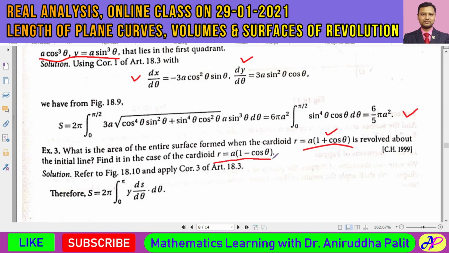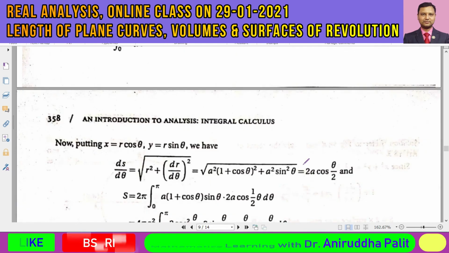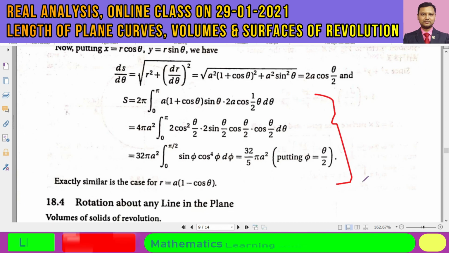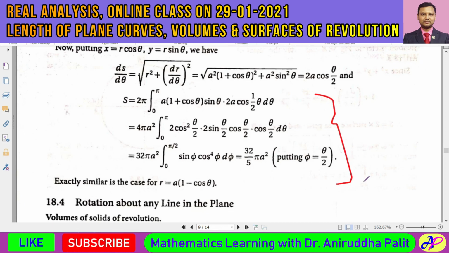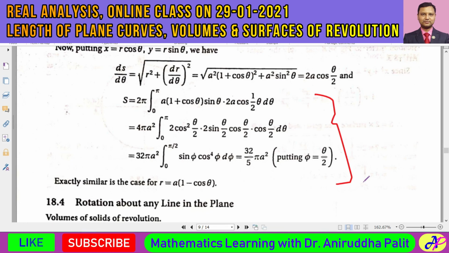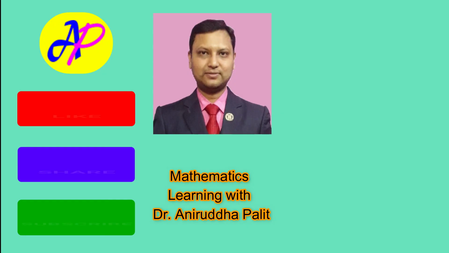Whenever it is given in terms of polar coordinates, the formula becomes very, very difficult to compute. Apparently it may look that yes, it is given, it's a very easy question, but it becomes a bit difficult to compute. All right, so that's all about the surface of revolution and volume of revolution.